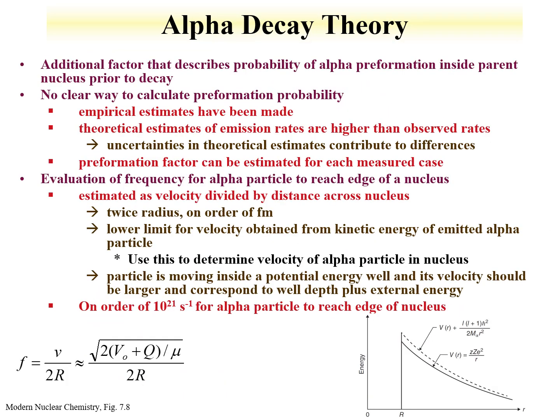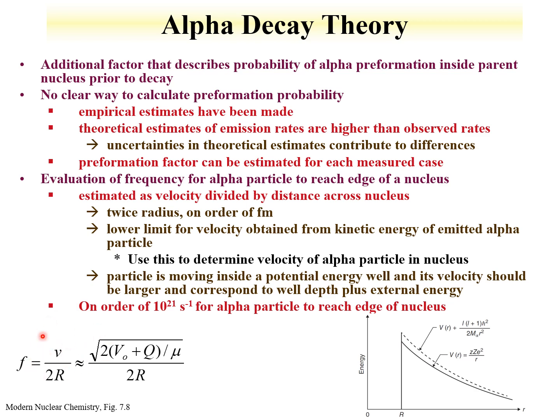Now we have an additional factor, this preformation factor of the alpha particle in the nucleus, that can help us describe alpha decay theory in more detail. Unfortunately, we really have no clear way to calculate this preformation probability from first principles. We can use empirical data, and fundamentally the difference between the theoretical estimates and the observed emission rates can be used to evaluate what the preformation factor should be. So basically, we can use the preformation factor as a fit for our data. Now, we can use the velocity of the alpha particle as a way to determine how many times the alpha particle will impinge upon the barrier.